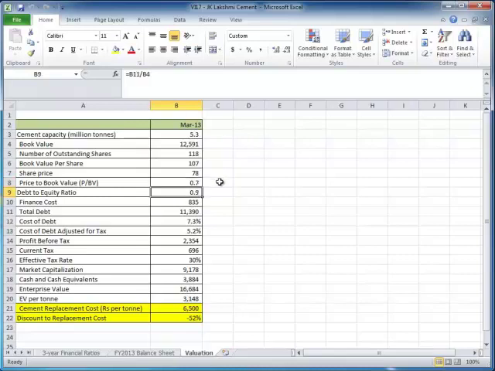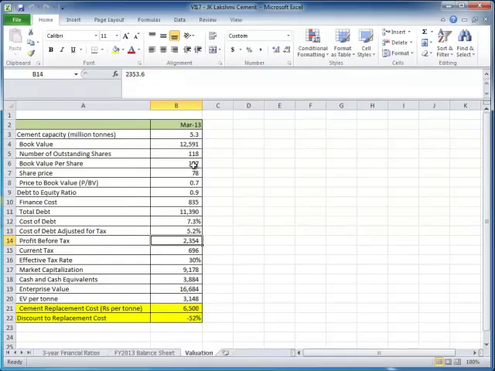So that is one thing that we could say makes it a value company, a value stock. Then we have the debt to equity ratio, and that's the total debt divided by the book value. And they're almost the same, the total debt and the book value, which gives us a debt to equity ratio of just under 1. We have the finance cost, which is reported by the company. We have the cost of debt, which is just the finance cost divided by the total debt, and this is 7.3%. And then we adjust this for tax as well, because interest is tax deductible. So the cost of debt adjusted for tax is 5.2%.